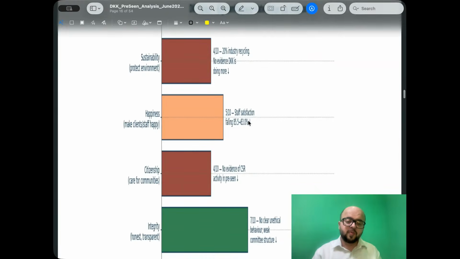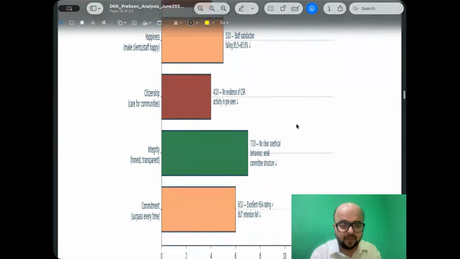Then citizenship, care for communities, 4 on 10. There is no evidence of CSR activity in the pre-seen material. Maybe exhibit में होगा, so you will have to marry the two together. Then the happiness front, makes clients and staff happy, 5 on 10. Staff satisfaction is not zero, मतलब एकदम negative भी नहीं है, but it has fallen down from 85.5 to 83%. So I've given it a 5 on 10.